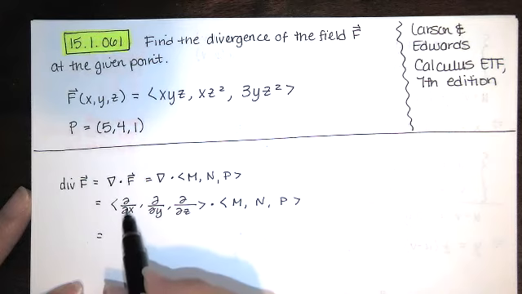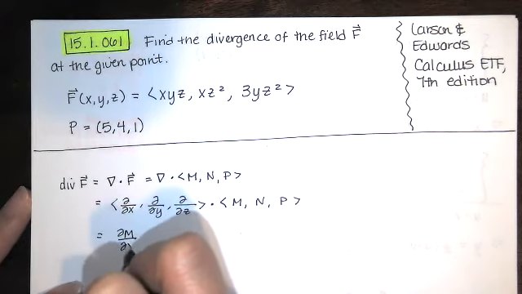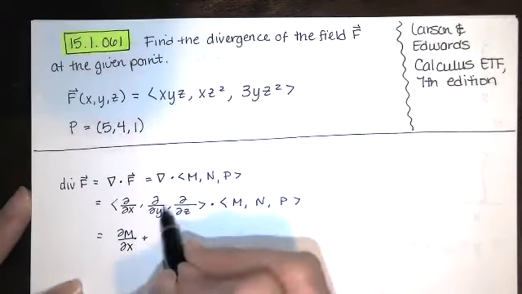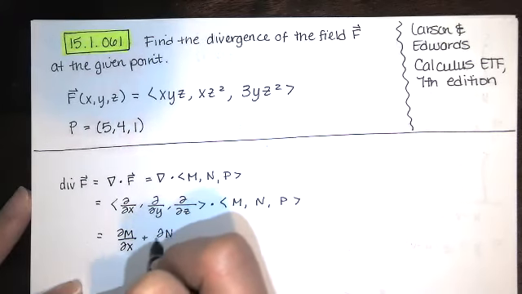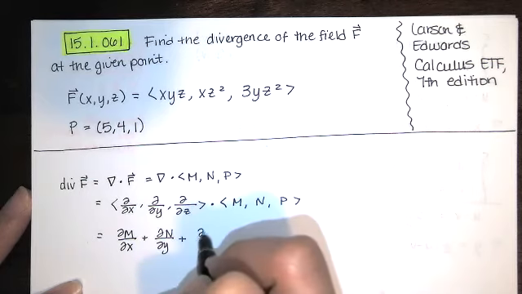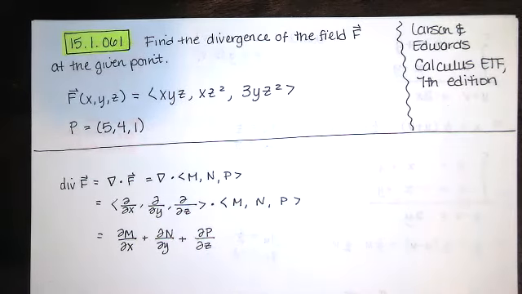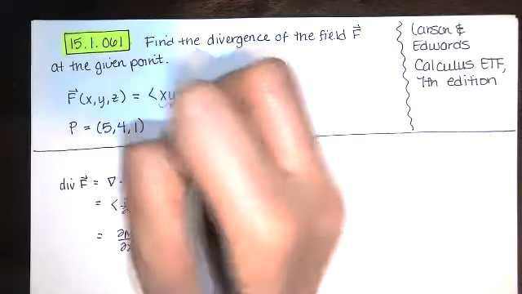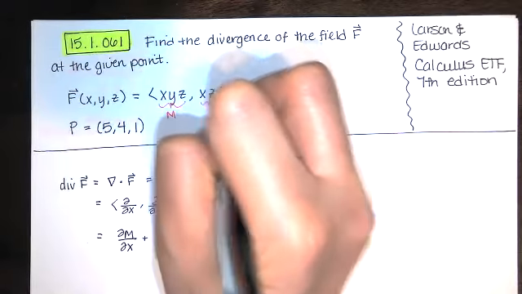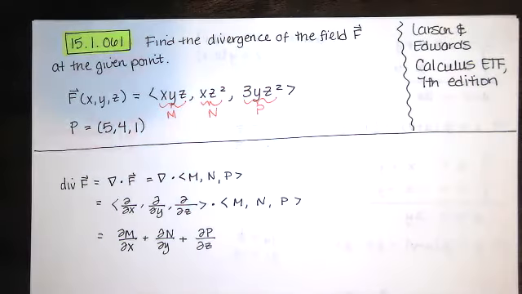So what this says is take the partial of M with respect to x and add the partial of N with respect to y and add the partial of P with respect to z. And M, N, and P, those are these guys. That's whatever was in front of your i hat, your j hat, and your k hat respectively. Or in component form, it can be written like this.